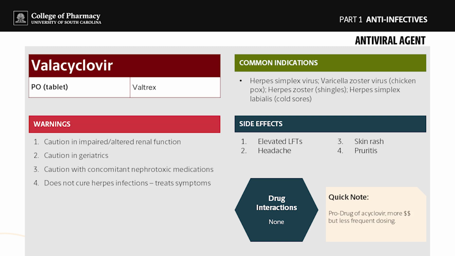Valacyclovir goes by the brand name Valtrex, and this is also indicated for the herpes simplex virus, varicella zoster virus, or herpes zoster, or herpes simplex labialis. So we just talked about that same thing. This is a little bit newer drug than the Acyclovir. It came out a little bit later, but it still has the same indications, and it also has similar side effects: elevated LFTs, headache, skin rash, and pruritus.